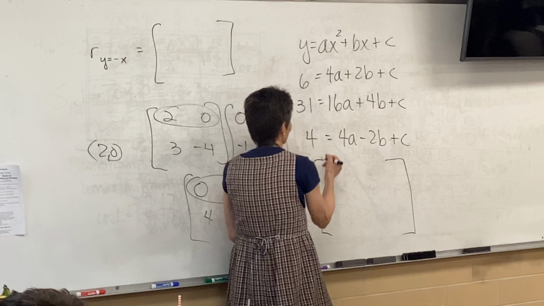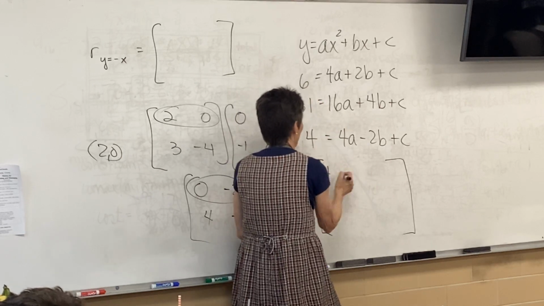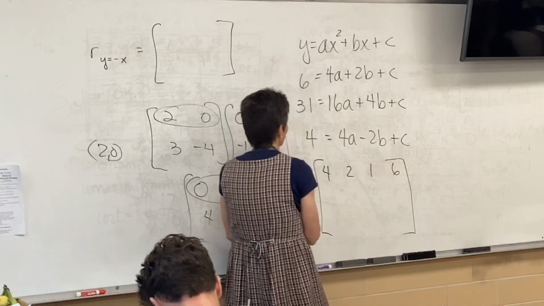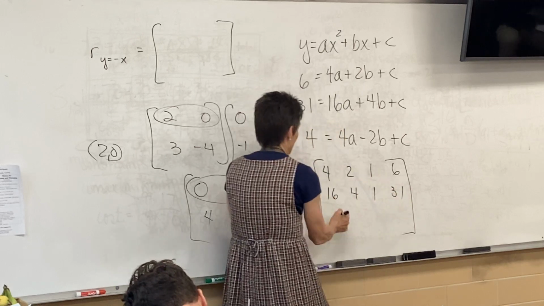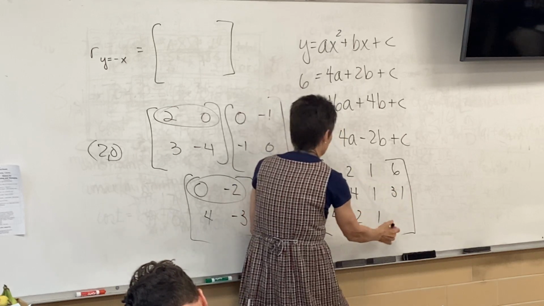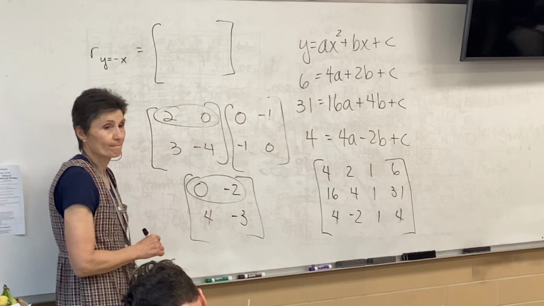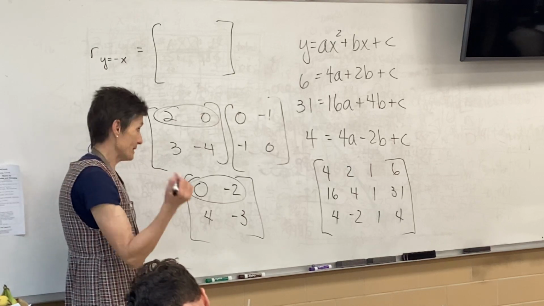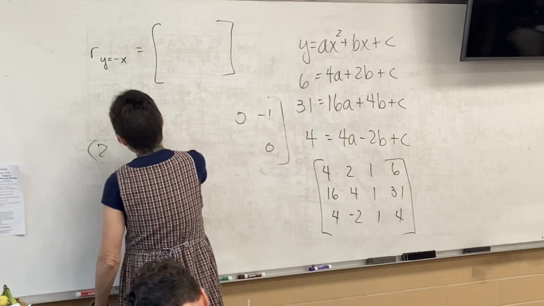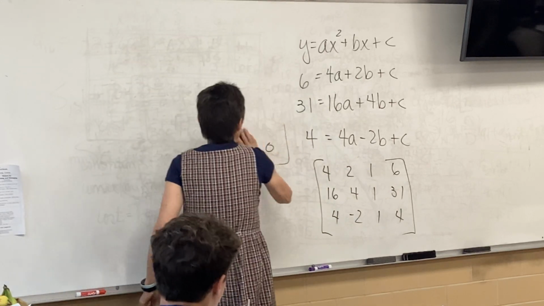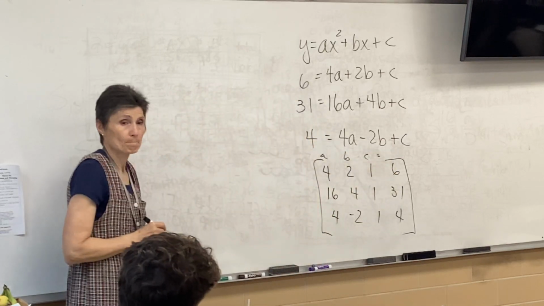So remember, those are the equals numbers. So if you're going to put this into a matrix, probably do 4, 2, 1, 6, 16, 4, 1, 31, and 4, -2, 1, 4. All right, so Leah, this was your idea. What do you want to do now? I made it a matrix. Got my A's, B's, and C's. Ready to go. What do you want to do with it now?